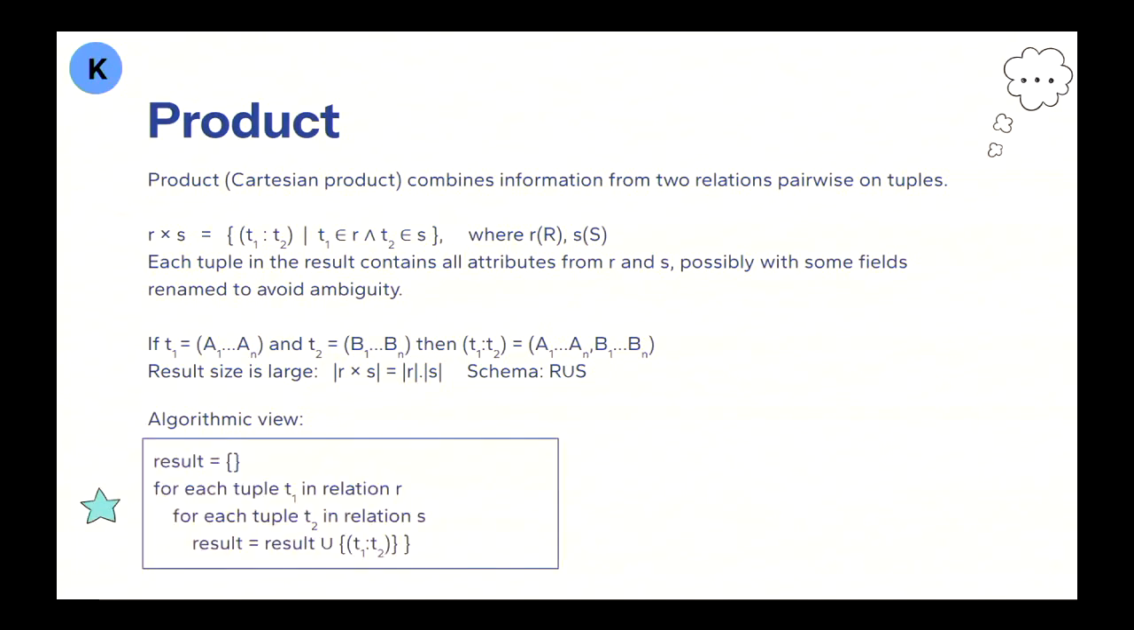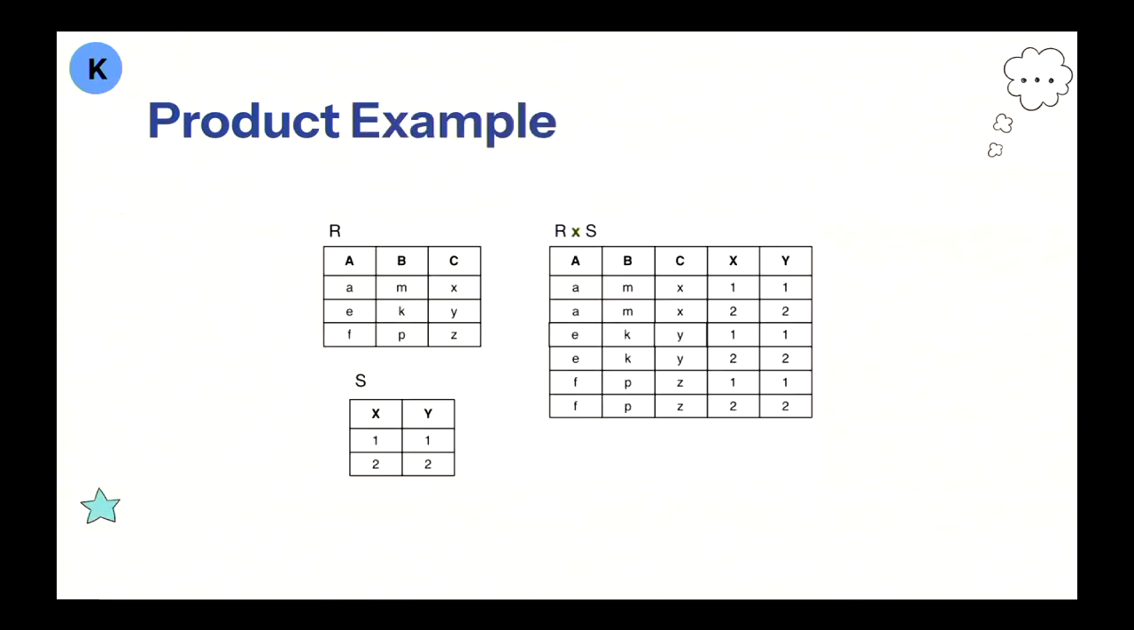And this is the algorithm of calculating products. Essentially, we will have two loops. First, we will go through all the tuples in the first operand. And then for that tuple, we build a pair with every tuple in the second table. So this is how we do product. It will give us a very, very big table. So this is the example here.